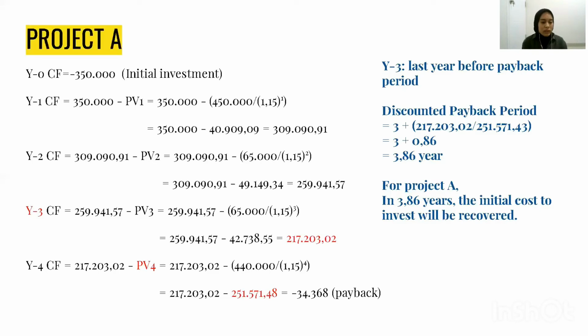Now in year 3, we have 259,000 minus PV3, the present value in year 3. It is equal to 259,000 minus 65,000 divided by 1.15 to the power 3. The present value in year 3 is 42,000, and it is equal to 217,000.